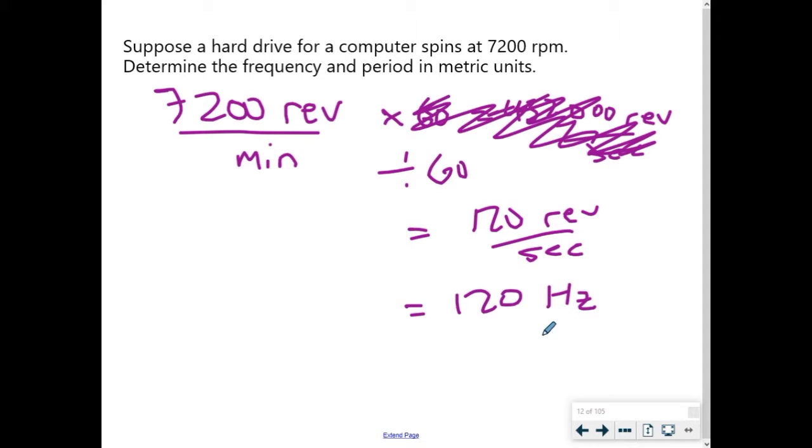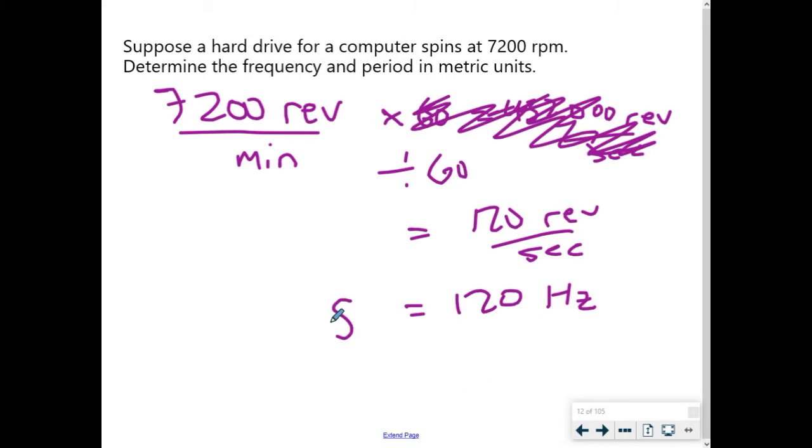Well, if I were to ask you to calculate the period of this spinning disk, the question is basically, how long does it take for it to go around once? Well, if it's spinning around 7,200 times in a minute and 120 times in a second, the length of time is going to be pretty small, isn't it? Right? This thing is moving pretty quick.